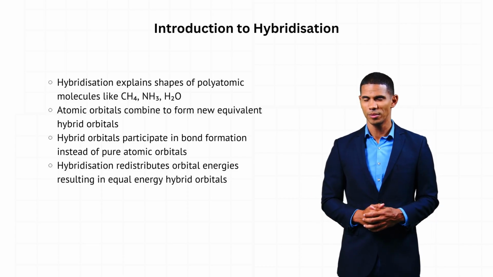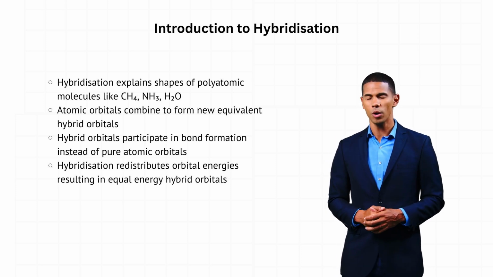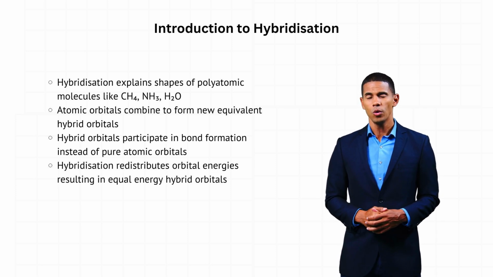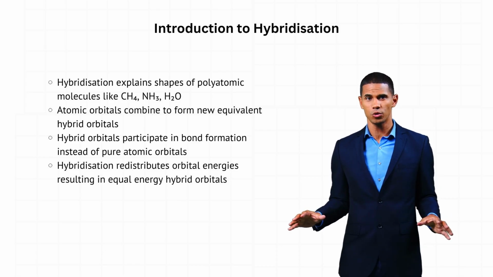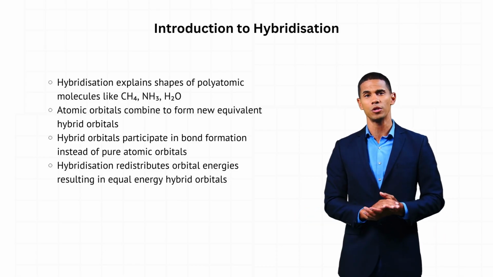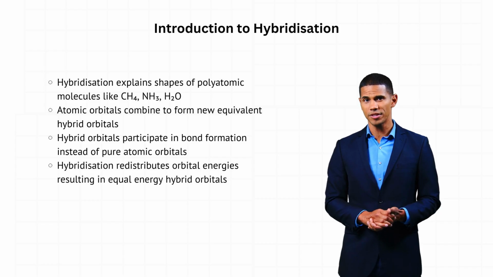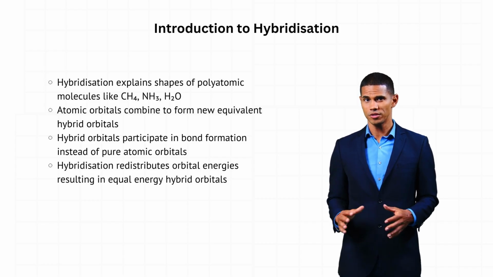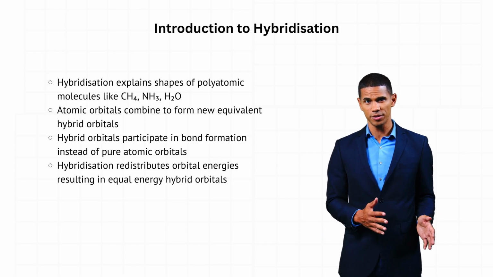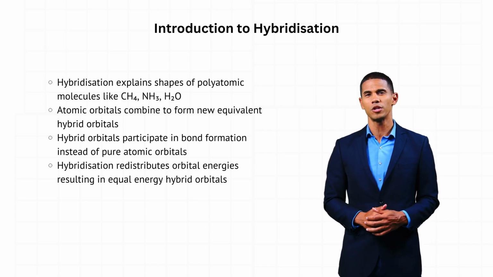For example, when one 2s orbital and three 2p orbitals of carbon combine, they form four new sp3 hybrid orbitals, all identical in energy and shape. These hybrid orbitals are what carbon uses to form its bonds in methane, giving the molecule its characteristic geometry.